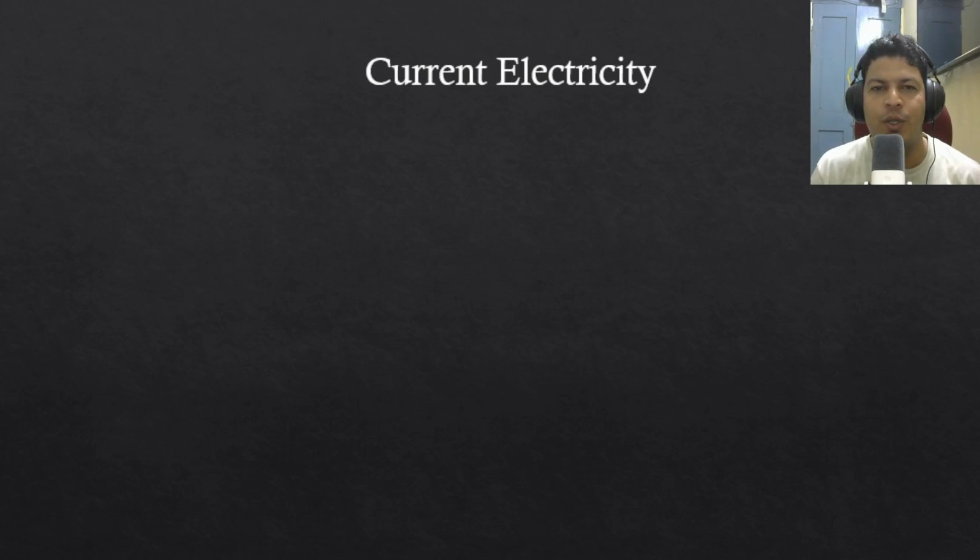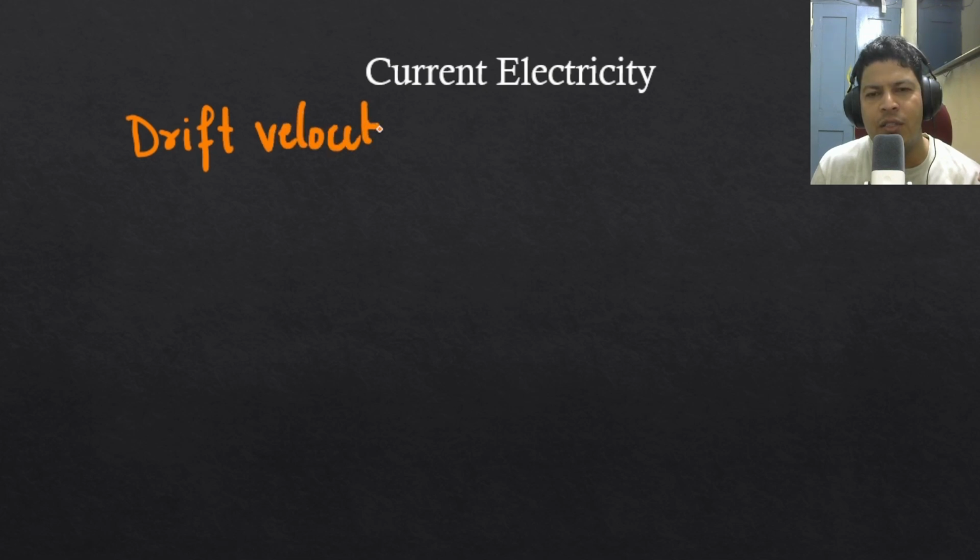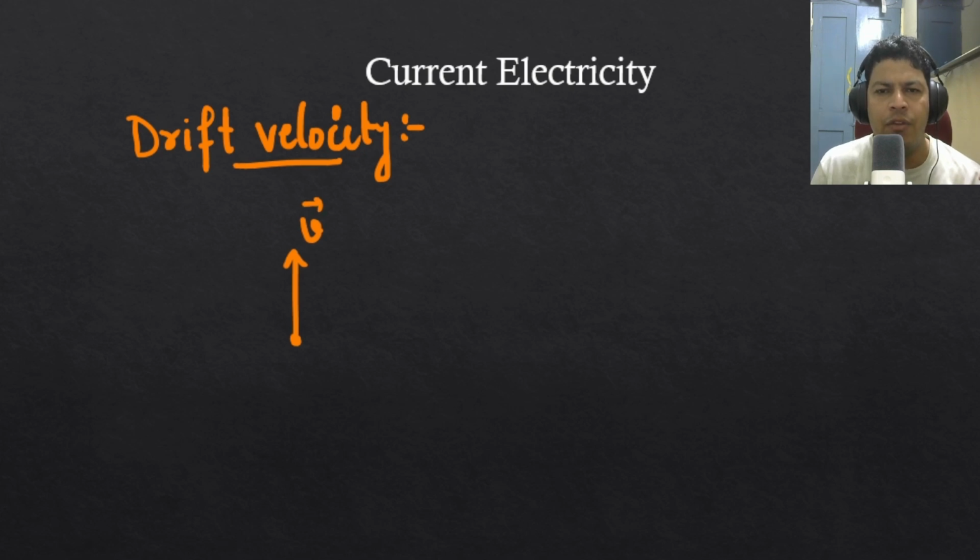Hello students, so let's start with the revision of current electricity. Let's start with drift velocity. The word drift means sudden change. Like if something is moving in a particular direction, let's say with some velocity v, and we apply a force F in another direction, then what will happen? This particle will move in that direction. So this sudden change will be the drift.